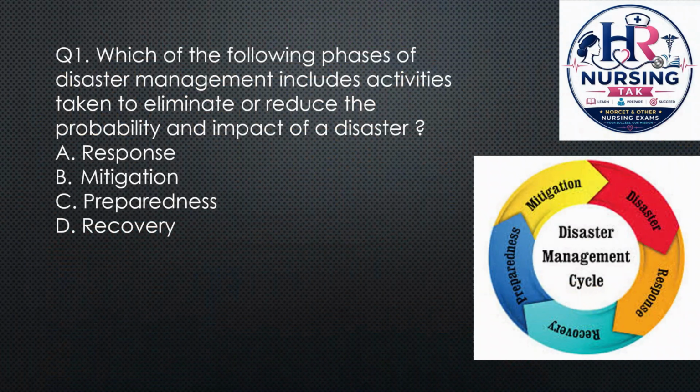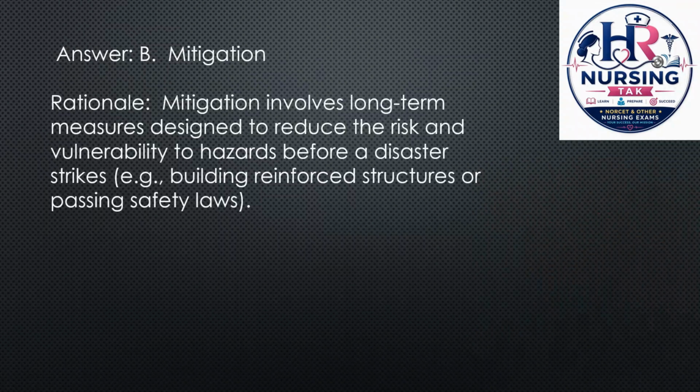Question 1. Which of the following phases of disaster management includes activities taken to eliminate or reduce the probability and impact of a disaster? A. Response. B. Mitigation. C. Preparedness. D. Recovery. Answer: B. Mitigation. Rationale: Mitigation involves long-term measures designed to reduce the risk and vulnerability to hazards before a disaster strikes, e.g., building reinforced structures or passing safety laws.